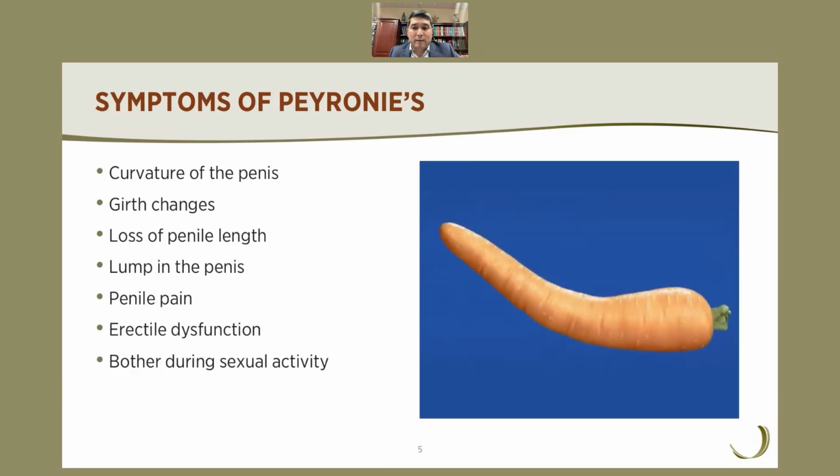So symptoms of Peyronie's disease, patients frequently complain of curvature of the penis. Some patients can also have girth changes. Patients frequently will note a loss of penile length. If patients are feeling around in the penis, they'll feel a lump or scar tissue. That scar tissue can be inflammatory and cause penile pain. And also, many patients with Peyronie's disease also experience erectile dysfunction.